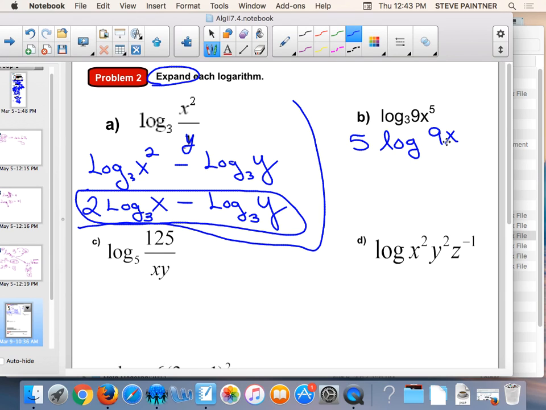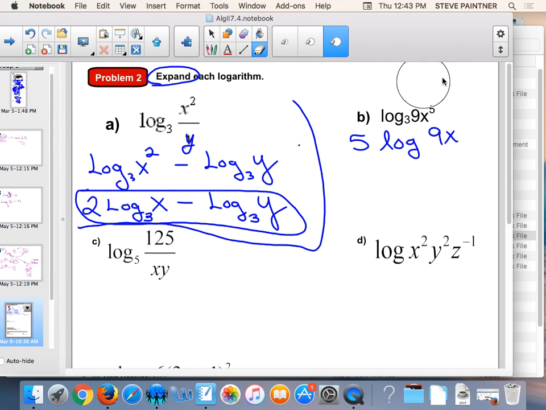Because the 5 is what? It's attached to the x. Is it attached to the 9? No. Guys, this would have been right if I would have gone like this. If I had this, then you could have done this. But you don't have parentheses with a 5 out here. You just have 9x to the 5th.